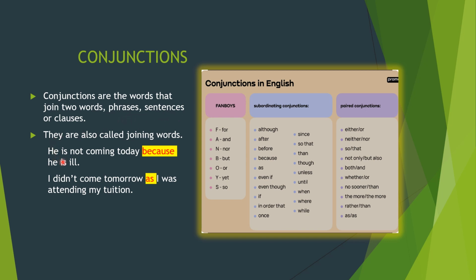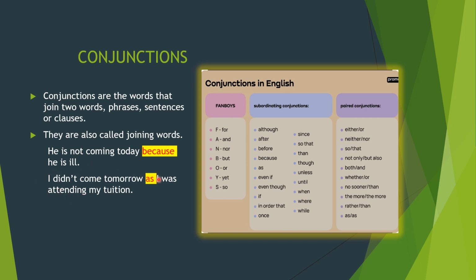Now, for example, we have a sentence: he is not coming today because he is ill. Now, you can see there are two different sentences here. He is not coming today is one sentence and he is ill is the other sentence. So, if I have to combine these two sentences, I can use a joining word, because. So, the reason for him not coming today is because he is ill. So we can say he is not coming today because he is ill.